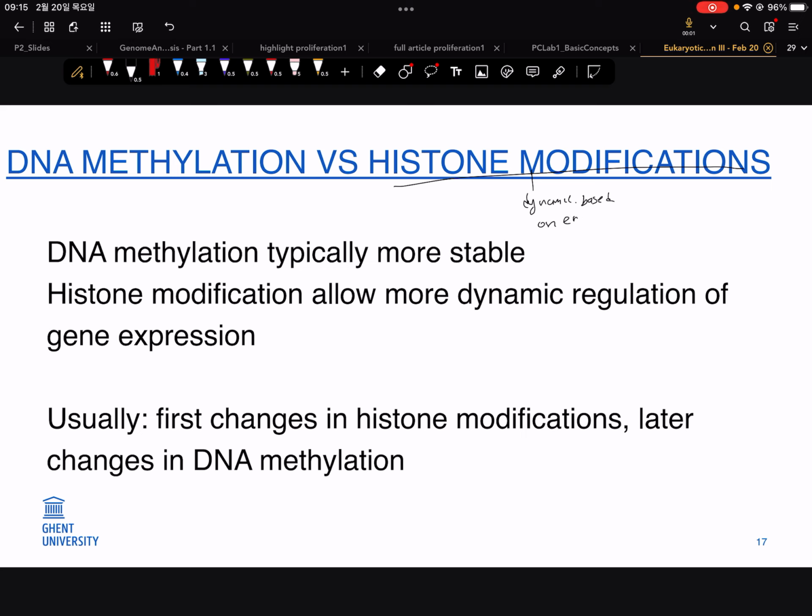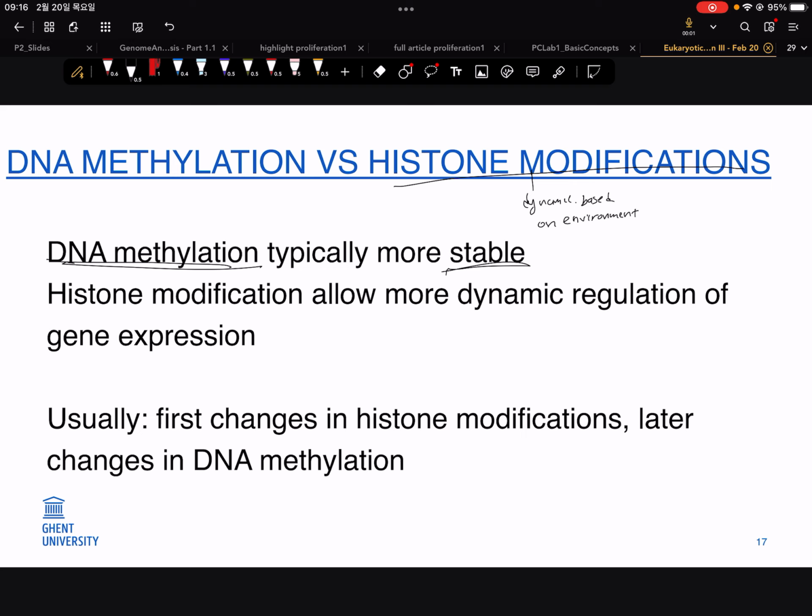Putting some regions on or off by histone modification can happen quite fast. DNA methylation is a bit more stable. It takes a bit more time to remove or to add the methyl group. So typically histone modification comes first, and then later DNA gets methylated as well. If the genome wants to silence a certain part and go to a heterochromatin state, it will first modify the histones and only then modify the DNA.